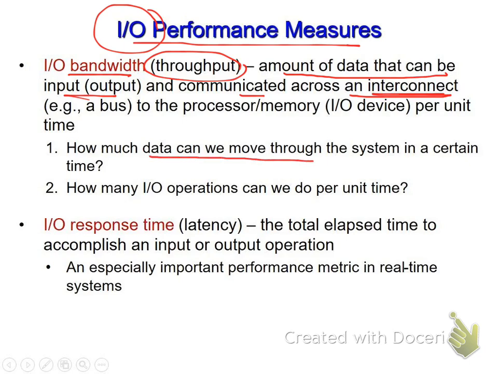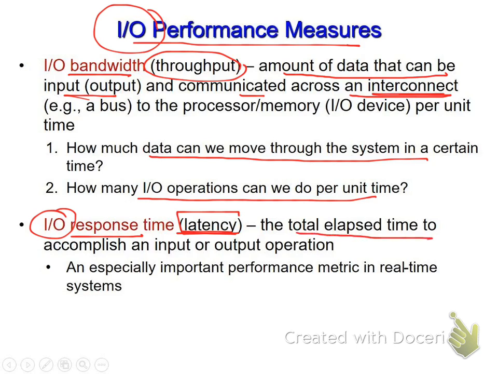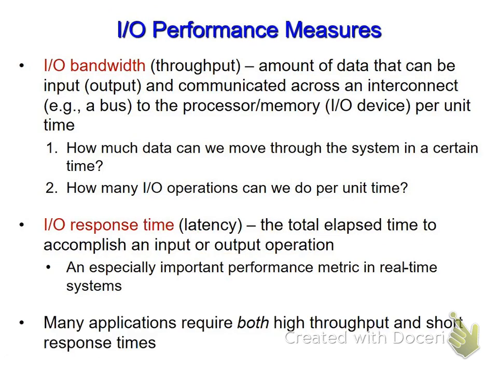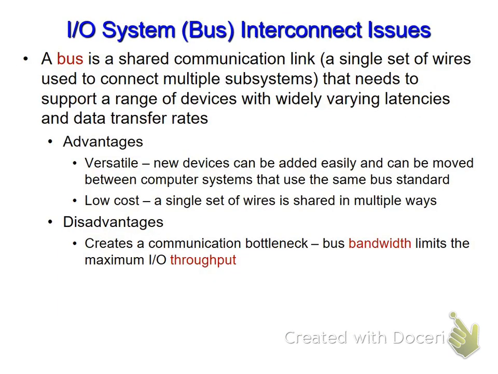So how much data can we move through the system in a certain time, and how many input-output operations can we do per unit time? Input-output response time is basically the latency. You already know that, as we explained earlier, but now it is applied to input-output instead: the total elapsed time to accomplish an input or output operation. It's just like how long you will take to get the job done for me. So this is basically the latency, or the input-output response time. Many applications, of course, will require both high throughput and short response time.